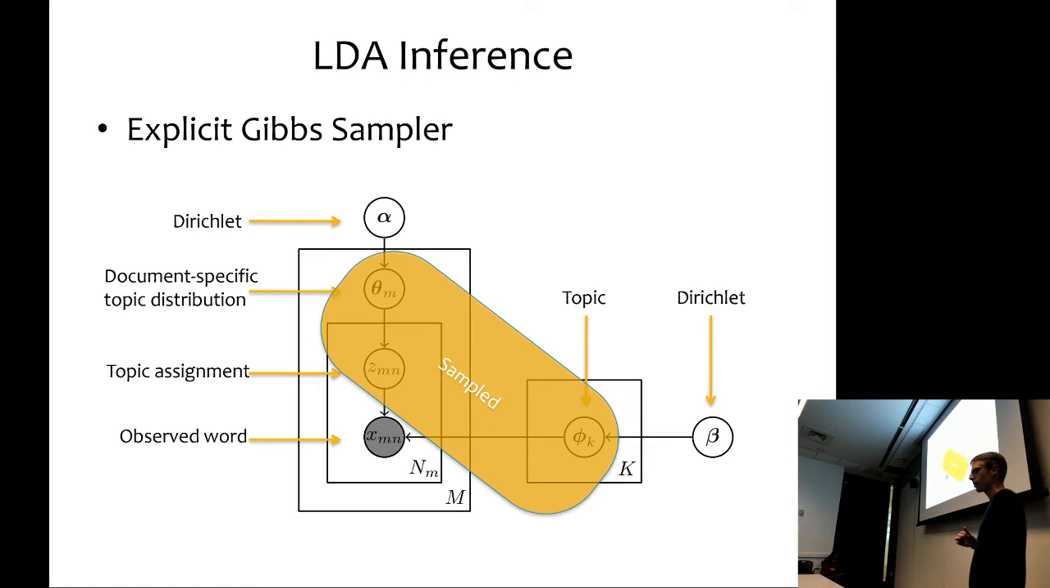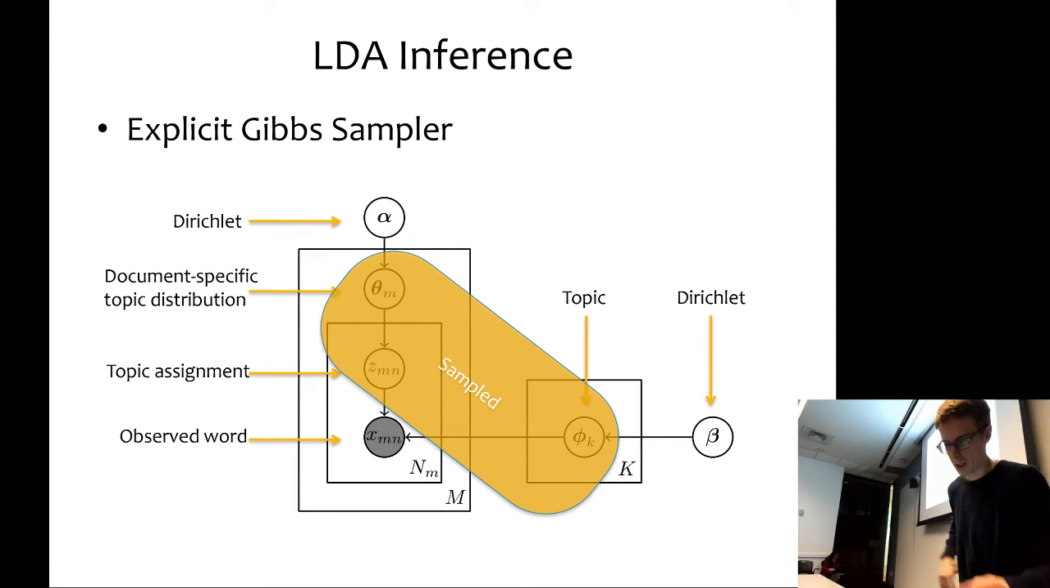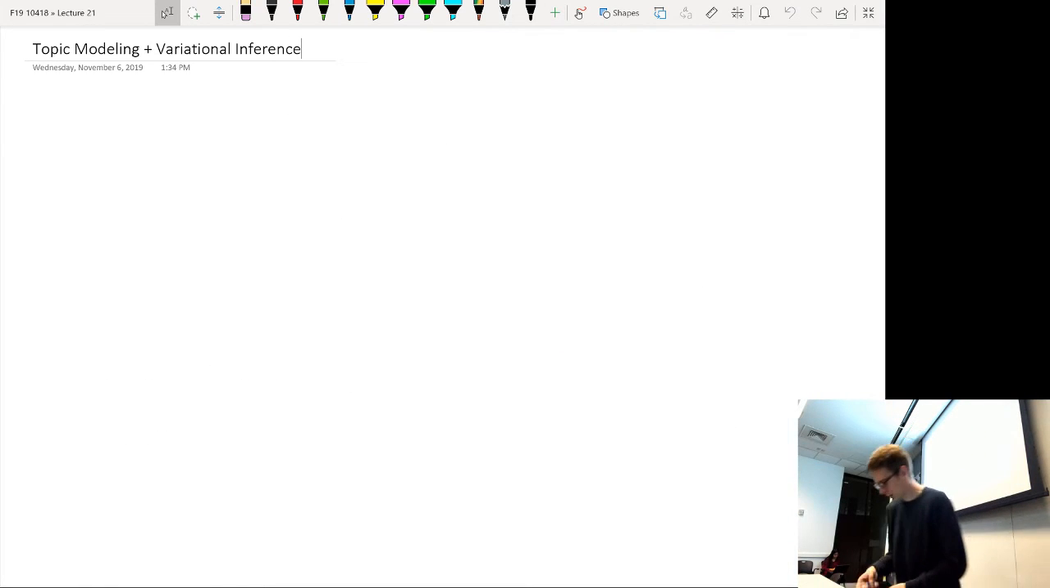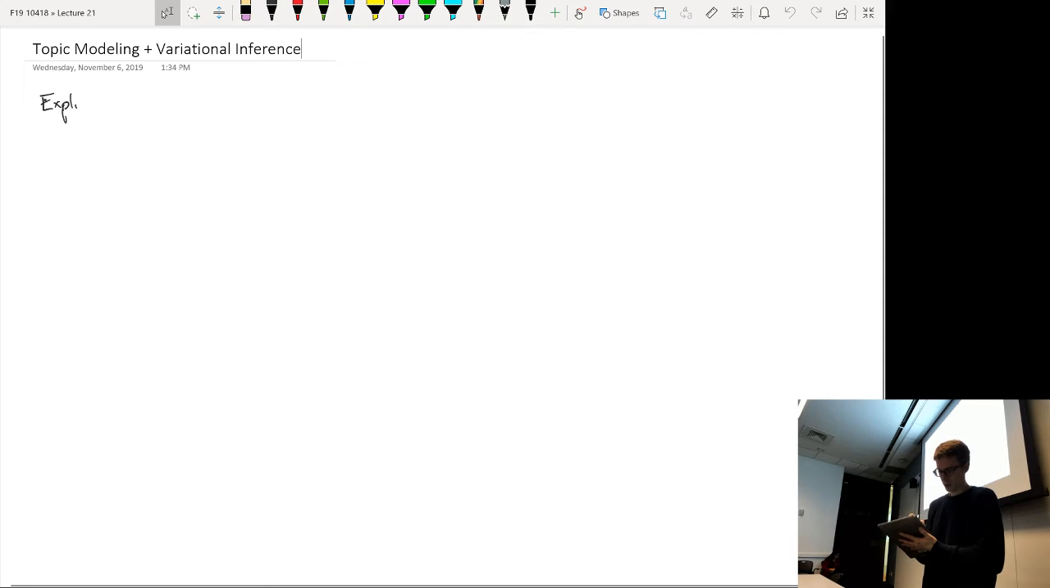Okay, so what else could we do? Well, one answer is we could just define an explicit Gibbs sampler. So what would an explicit Gibbs sampler look like? Well, an explicit Gibbs sampler for LDA would look something like this, and we'll sketch it out real quick here.